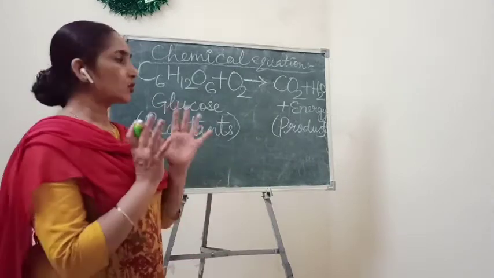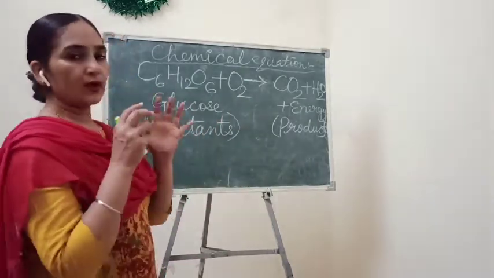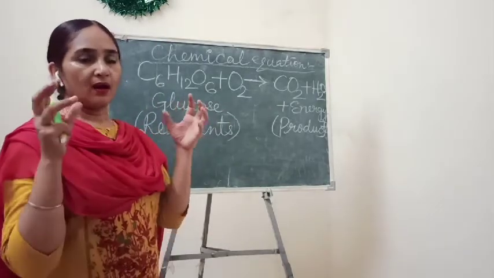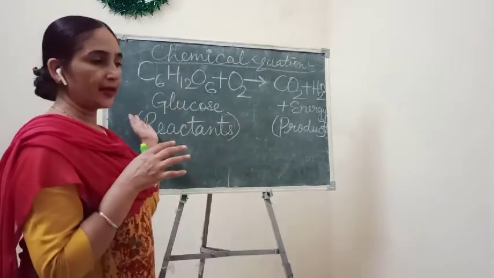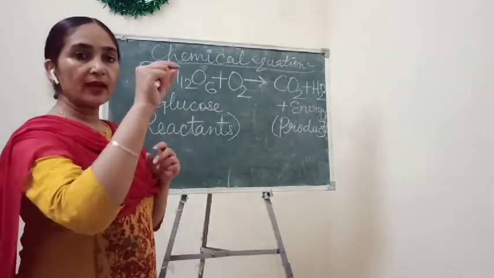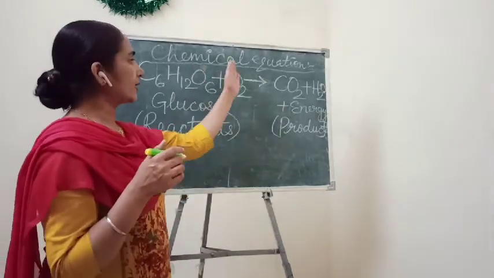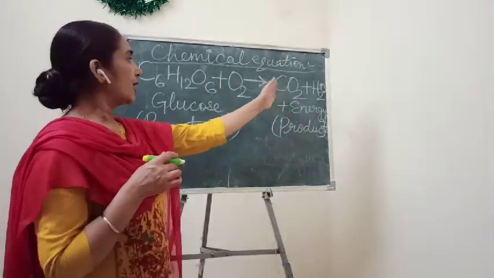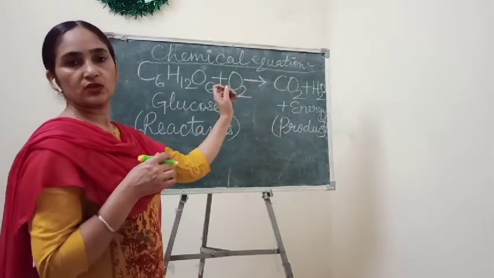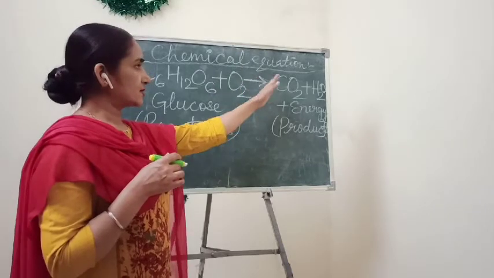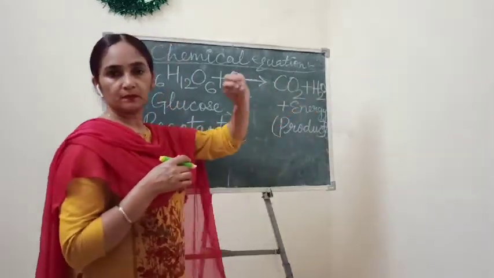So always we should write a chemical equation in this way, that whatever materials are reacting with each other, we will write on the first side, and after that we make an arrow. What is the meaning of the arrow? It tells what it will give us. Arrow means after the reaction of glucose and oxygen, it gives us carbon dioxide plus water. Understand?